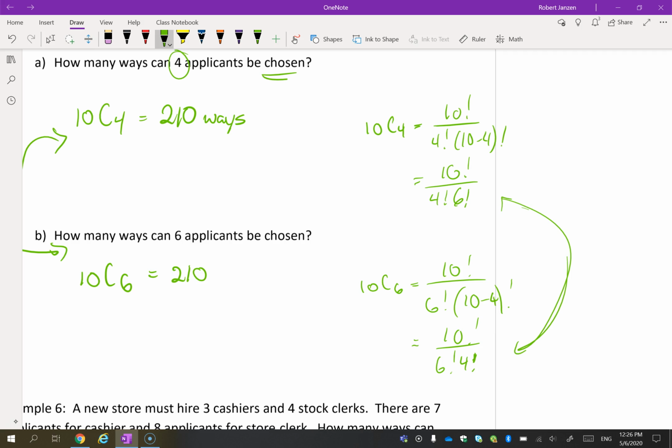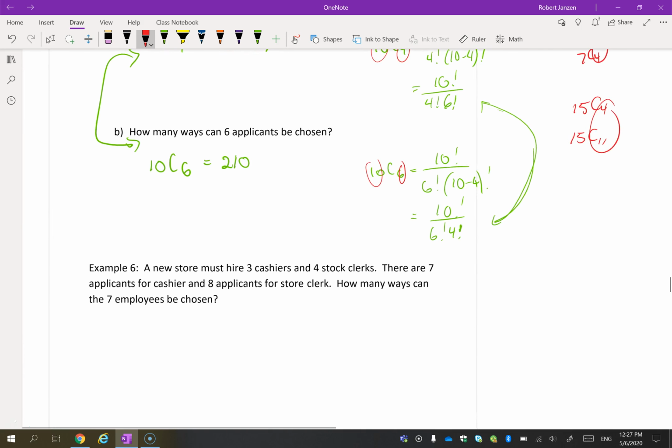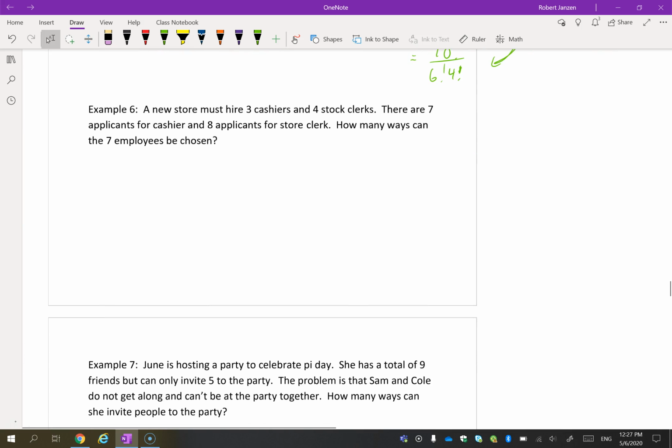In fact, any time these numbers add up to how many you're choosing from, you're going to get the same answer. So for example, 7 choose 3 and 7 choose 4, because those add up to 7, they'll be the same. 15 choose 4, 15 choose 11, because those add up to 15, they're going to be the same. Just something to keep in mind. There are a few questions where that comes into play.